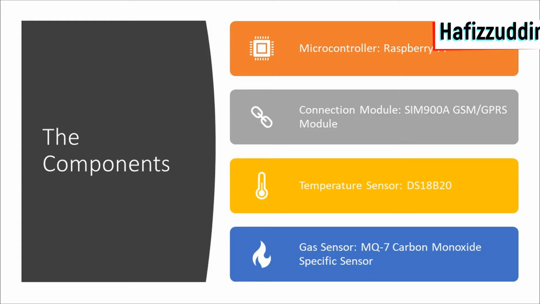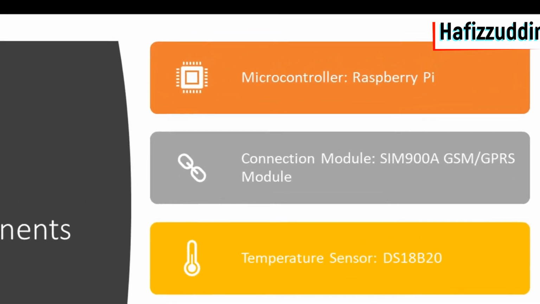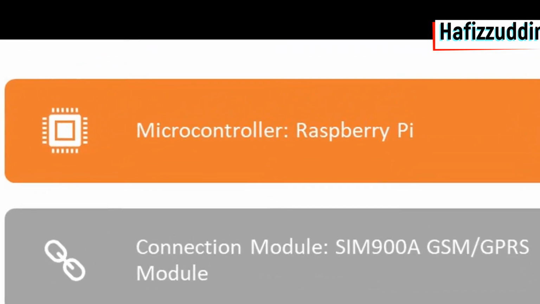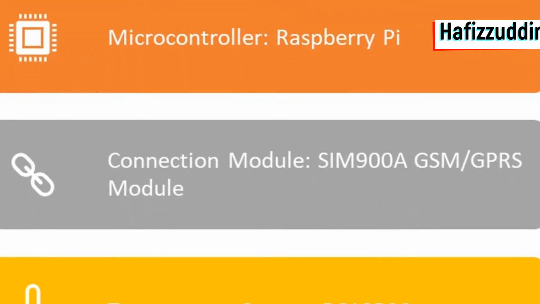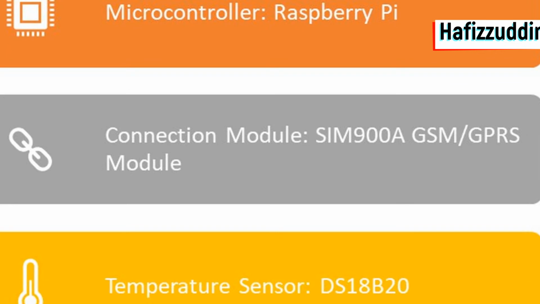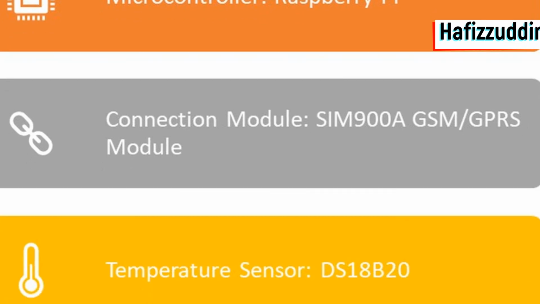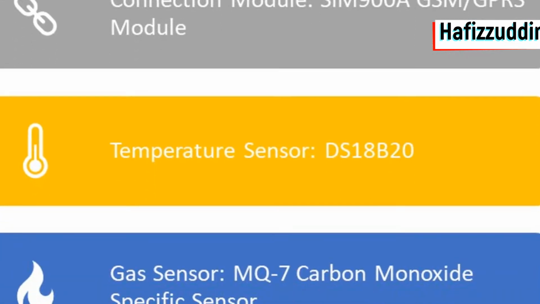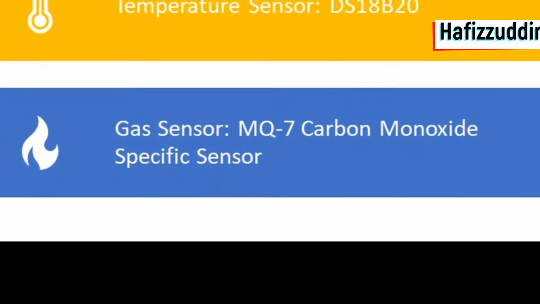Now I will talk about the components that we have chosen. Here are the 4 key components. The first is the microcontroller. We chose the Raspberry Pi. The connection module, which we're planning to use, is the SIM900A. The temperature sensor, the DS18B20, and the gas sensor, MQ7 carbon monoxide.